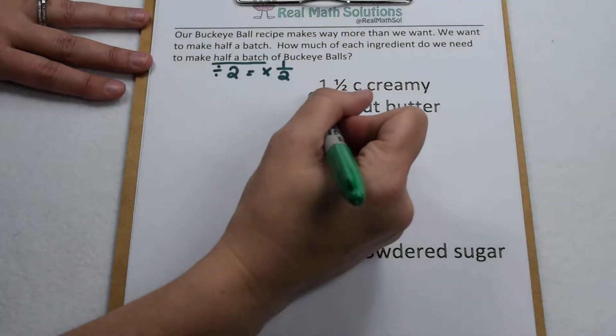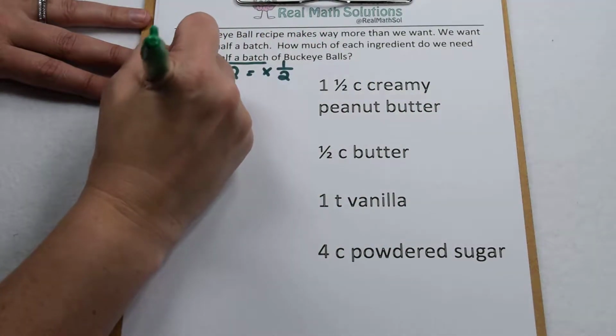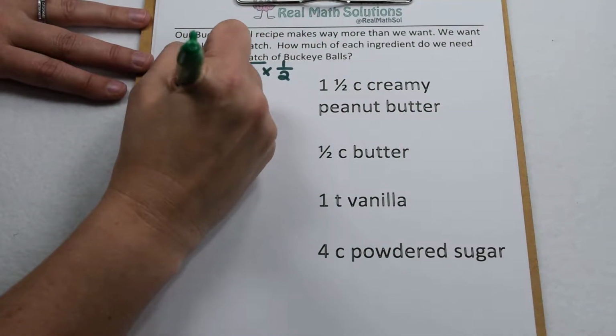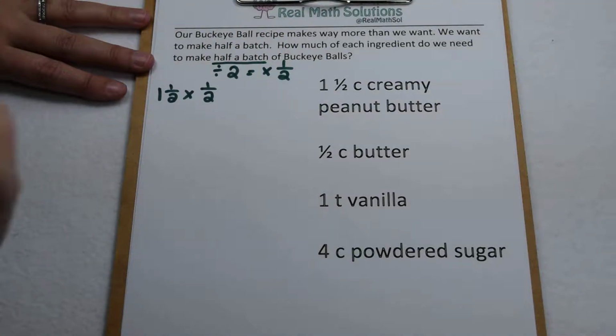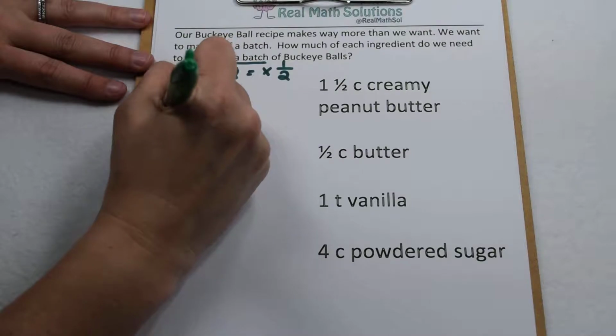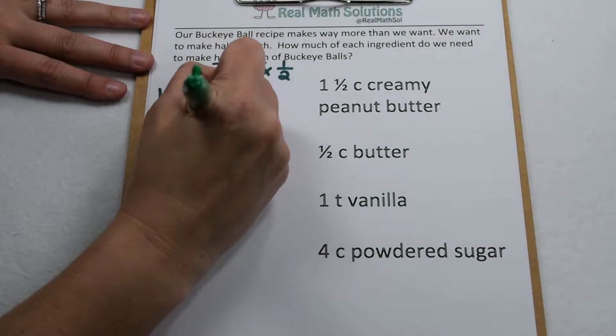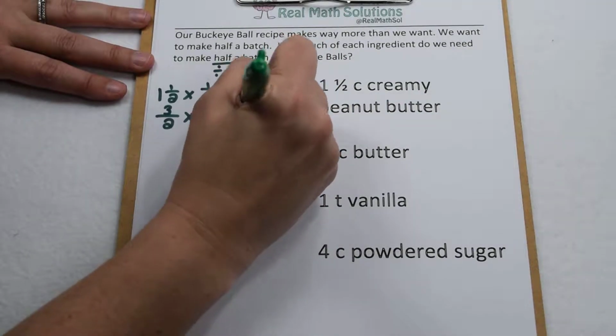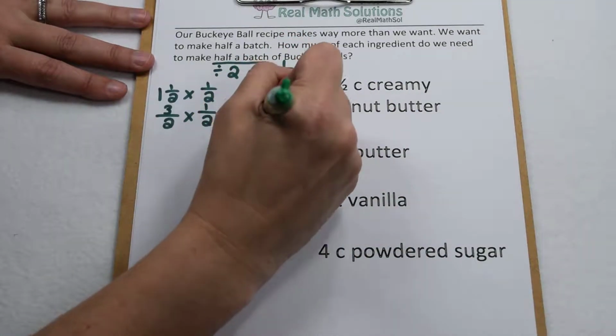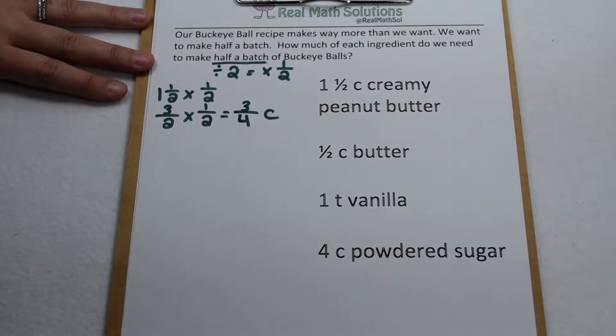In our original recipe, I need 1½ cups. So to make half a batch, I'm going to need half of that. So I'm going to multiply 1½ times 1/2. So first thing I need to do is make my mixed number into an improper fraction, so I have 3/2 that I can then multiply by 1/2. 3 times 1 gives me 3, 2 times 2 gives me 4, so in half a batch, I'm going to need 3/4 of a cup of creamy peanut butter.